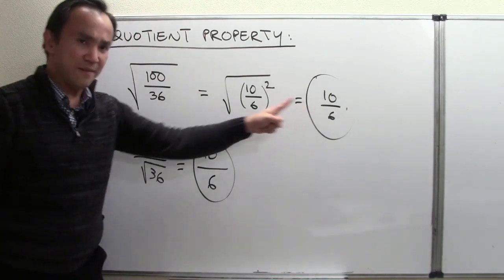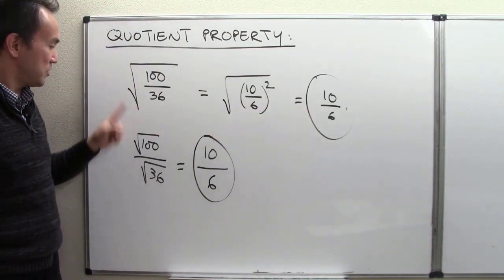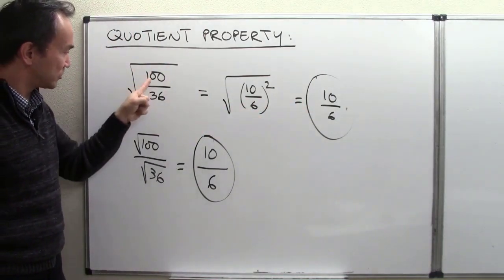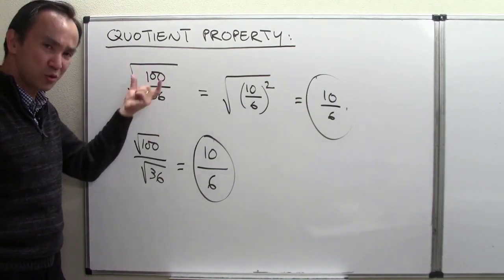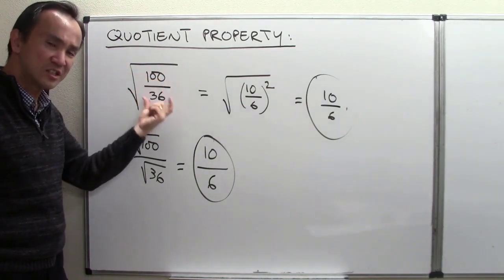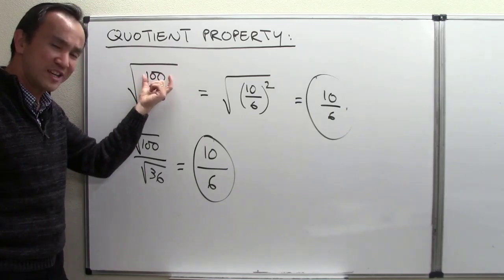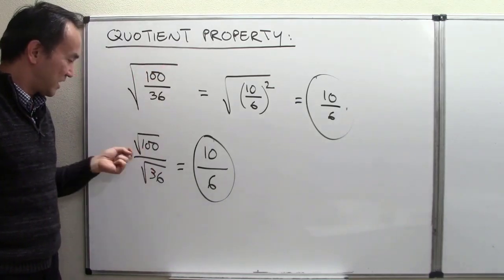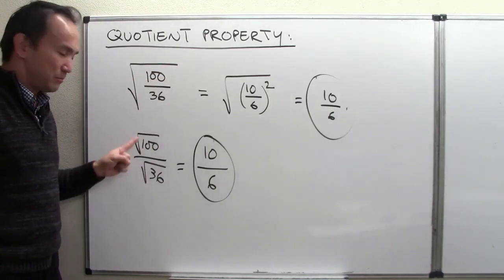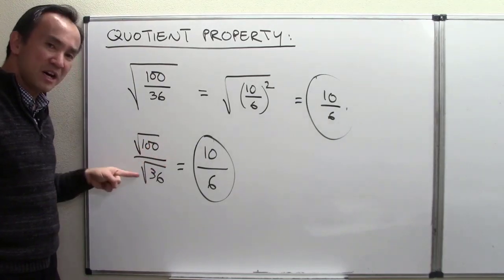This answer came from where we put the square root. See, here we had the square root of 100 over 36. The 100 over 36 is inside as a division, as a quotient inside the root. Here it's two separate square roots: square root of 100 divided by square root of 36.